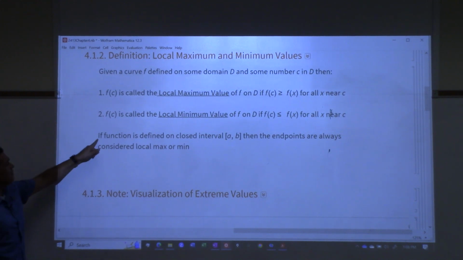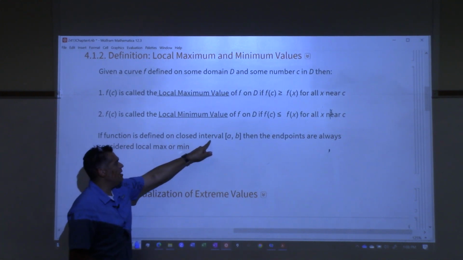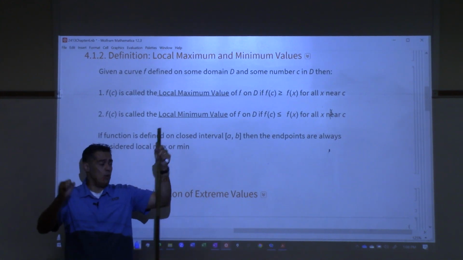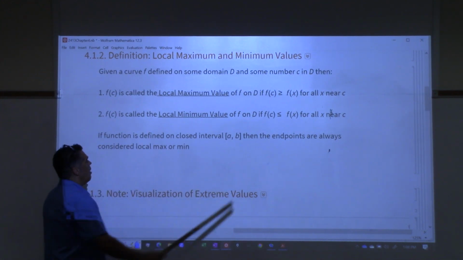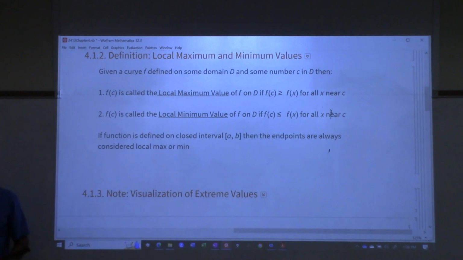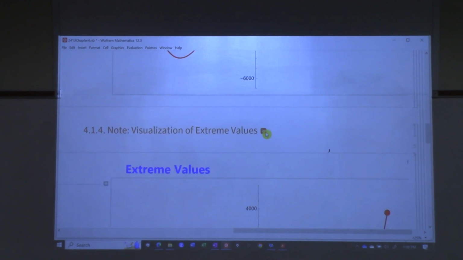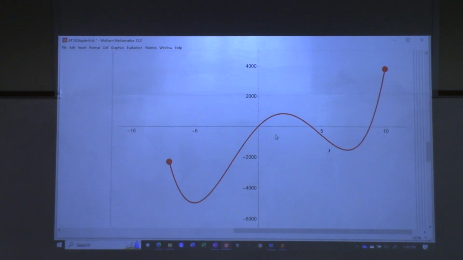And then if the function is defined on a closed interval, so if your function is actually going to start at a point and end at a point, the endpoints are always considered local maxes or mins. All right, let's take a look at a picture. There's a good one.